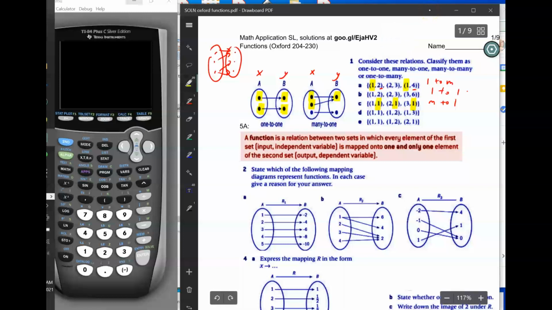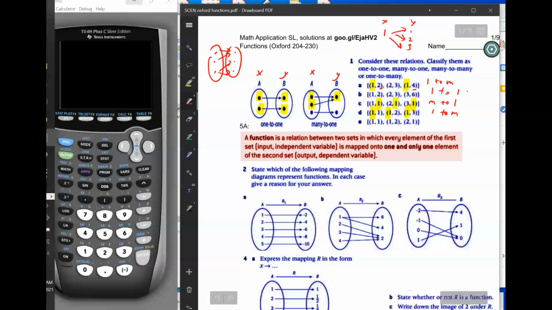Next one. Any repetitions here? X value is 1, 1, 1. Yeah, so the X value repeated every single time. The Y value is 1, 2, 3. It never repeats. So if I drew this out, I would have a 1 in the X mapping to 1, 2, and 3 for the Y. So that means it's a one-to-many, right? Why am I doing this classification? Because eventually I want to use these classifications to figure out if the relation is a function or not, okay?